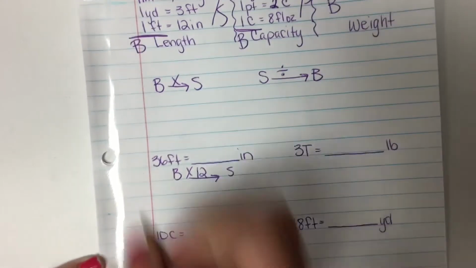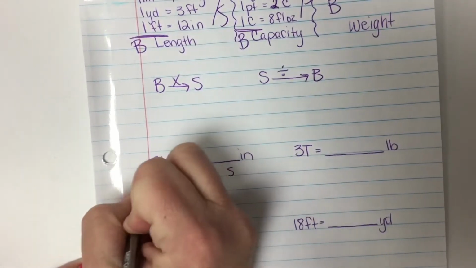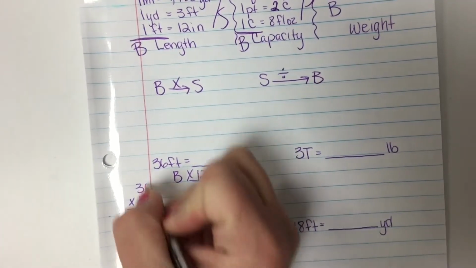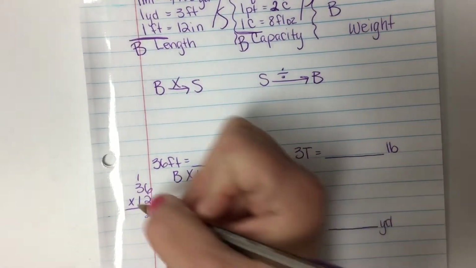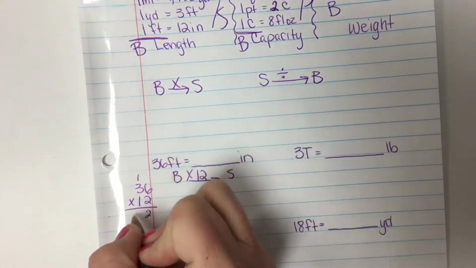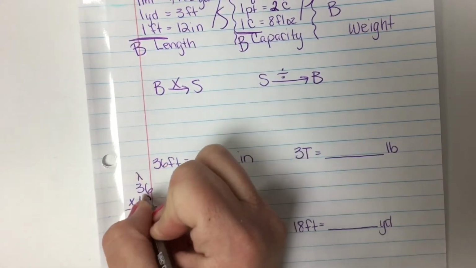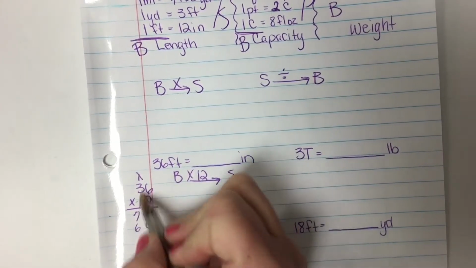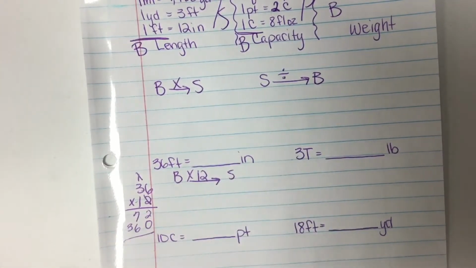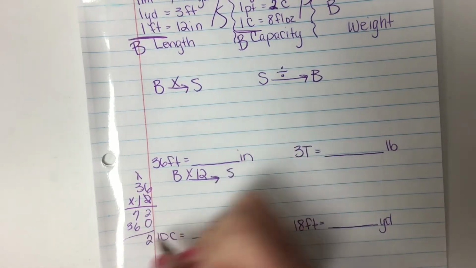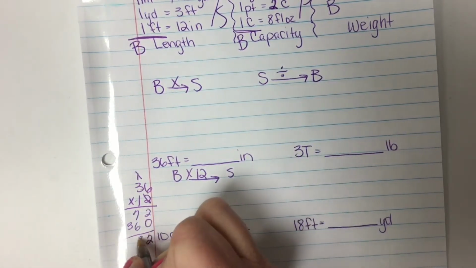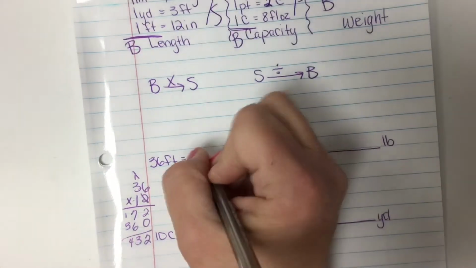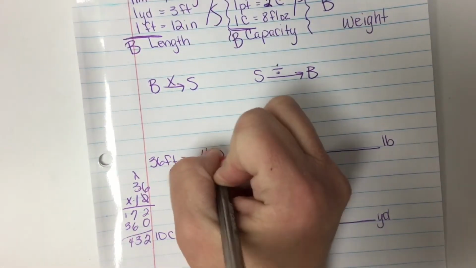36 times 12. I start with 2 times 6, and I get 12. Carry my 1. Then 2 times 3 is 6, plus 1 is 7. Tick, tack, O. 1 times 6 is 6. 1 times 3 is 3. And then we're going to add it up. 2, 6 plus 7 is 13. Carry my 1. And 3 plus 1 is 4. So 36 feet is 432 inches.